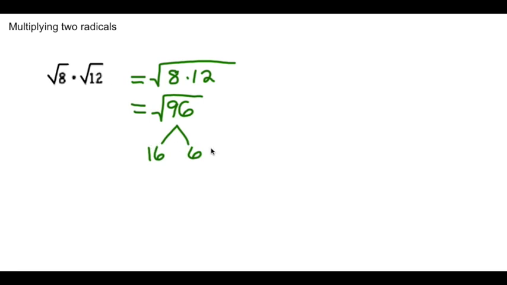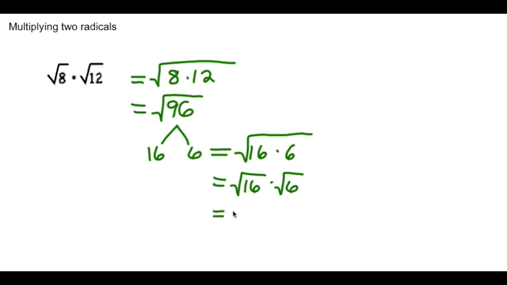So in this case, then, we're going to move back over here, and now instead of 8 times 12, I have the square root of 16 times 6, which means I have the square root of 16 times the square root of 6, and we know that the square root of 16 is 4, and the square root of 6 really doesn't have a whole number factor there. So my answer to the square root of 8 times the square root of 12 is 4 root 6.